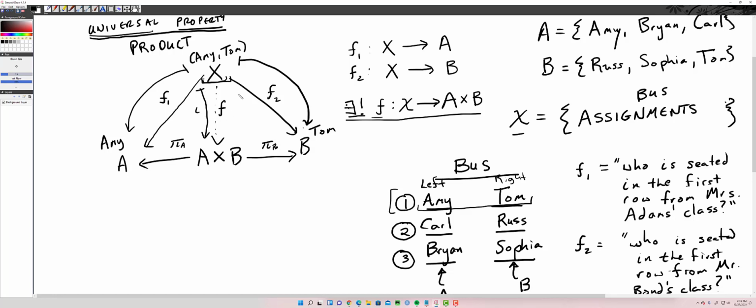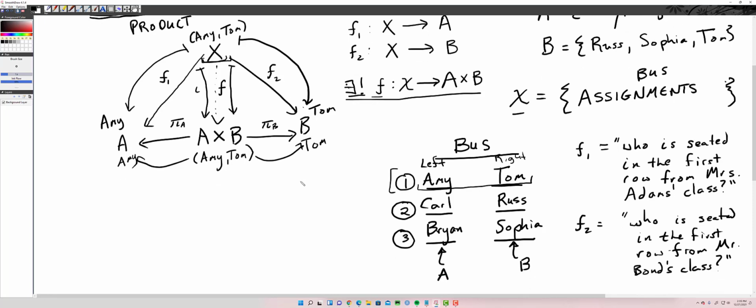This could just be the identity morphism. It could be, if X was the total seating assignment, it could be who's in the first row, right? And you could return Amy, Tom, right? But whatever it is, it's going to map to A times B, and it's going to give us Amy, Tom. Okay? And from there, we perform our projections, and we get Amy over here, and we get Tom over here.